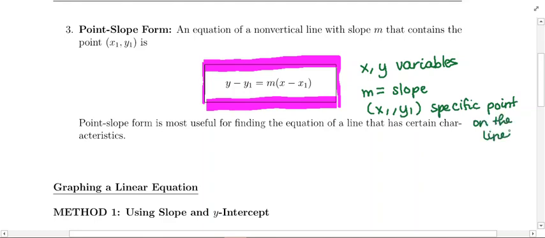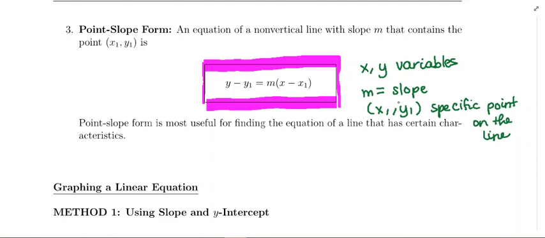So the way you're going to work with this particular format is you're going to plug in an m value for the slope, and you're going to plug in a point on the line. You would plug in x1 for the x coordinate of the point that you know is on the line, and then you would plug in y1 for the y coordinate that you know is on the line. So you would plug in those two things, the slope and the point on the line. x and y are going to stay x and y. And then you can do some algebra and turn that format into y equals mx plus b, and then you'll have your equation of the line.